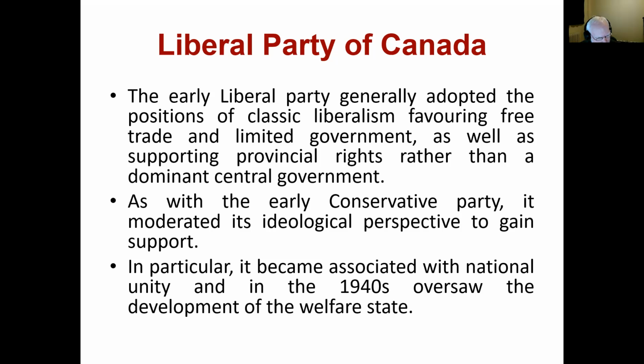In particular, it became associated with national unity and the development of the welfare state in the 1940s. So moving from a classical liberalism to more of a kind of reform or larger government focused, still with elements of liberalism, and in many ways, a social democratic party. So interesting if we look at its origins. Yes, still supportive of free trade, some elements of support from unions, so there'll be some element of protection for labor and protection of certain important industries to Canada, but generally still open to free trade.